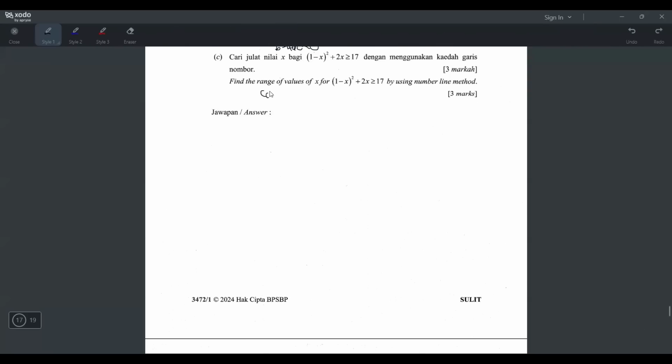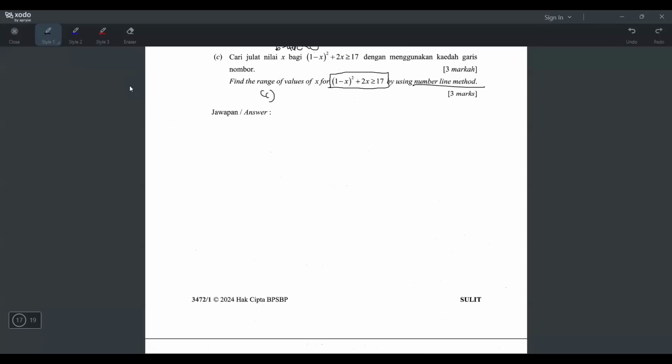Question C. Find the range of values of x for 1 minus x squared plus 2x bigger or equal to 17 by using the number line method. This question is under quadratic inequality. You learn this in 2.1, where you learn about quadratic equation and quadratic inequality. This one is inequality, but the method is a bit different from quadratic equation.